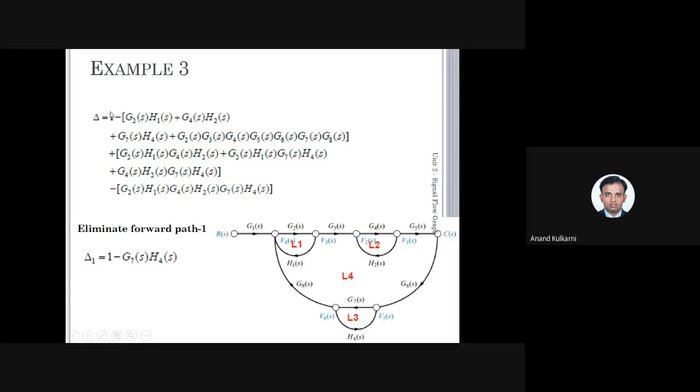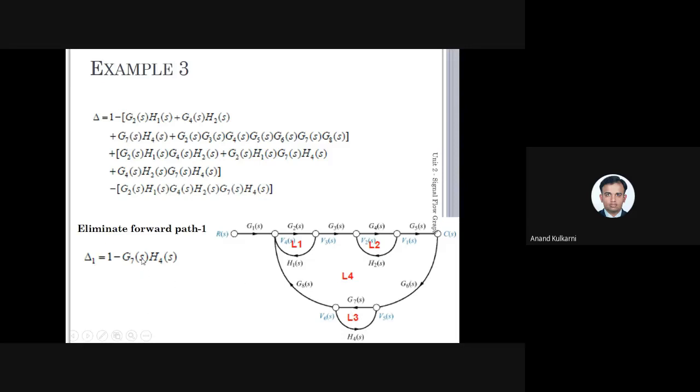If you just observe here, 1 minus L1, L2, L3, L4, plus L1 L2, L2 L3, L1 L3, minus L1 L2 L3. So this is what is written in the delta. Now, as I know there is only one forward path, we will find the loop which is not touching that forward path. L1 and L2 are touching this forward path, L3 is not touching the forward path. So delta 1 will be 1 minus the loop gain of L3, that is G7H4.